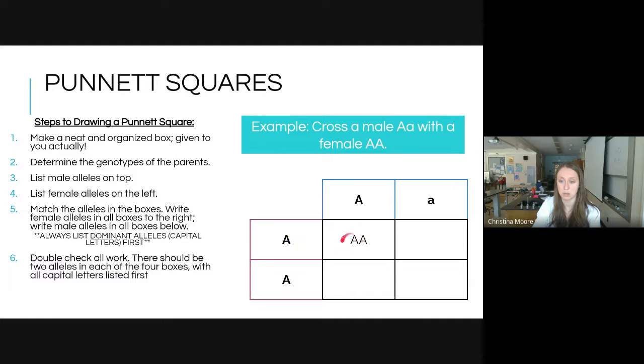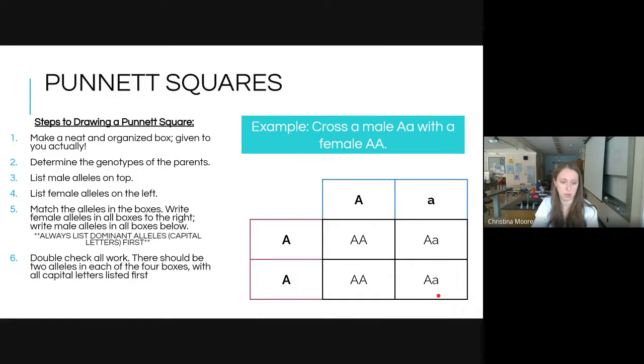Write both those letters inside the box. For my next box over, look at what's on top, what's to the left, write those 2 letters inside the box. I get heterozygous for this one. I'll then look at what's in the top and what's to the left for this bottom left box, and I get that. I look at what's on the top, what's on the left, match it here.